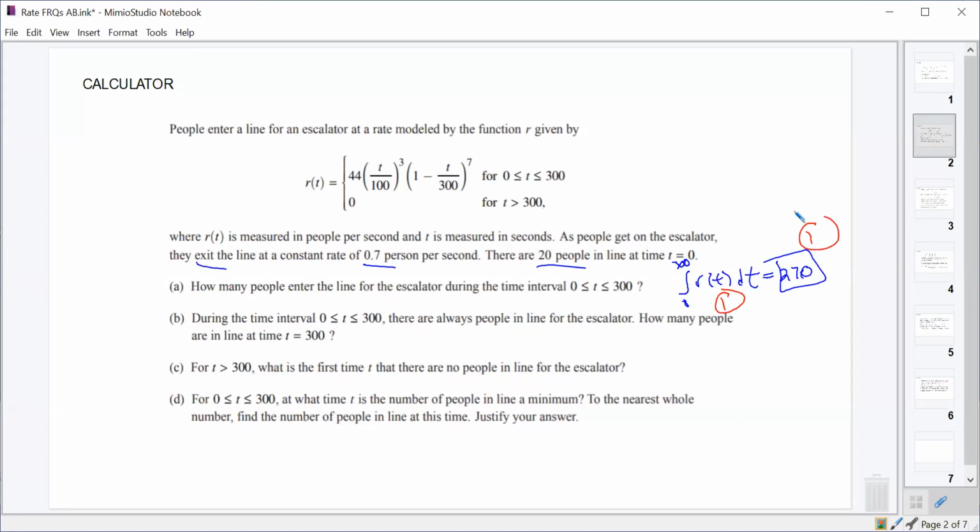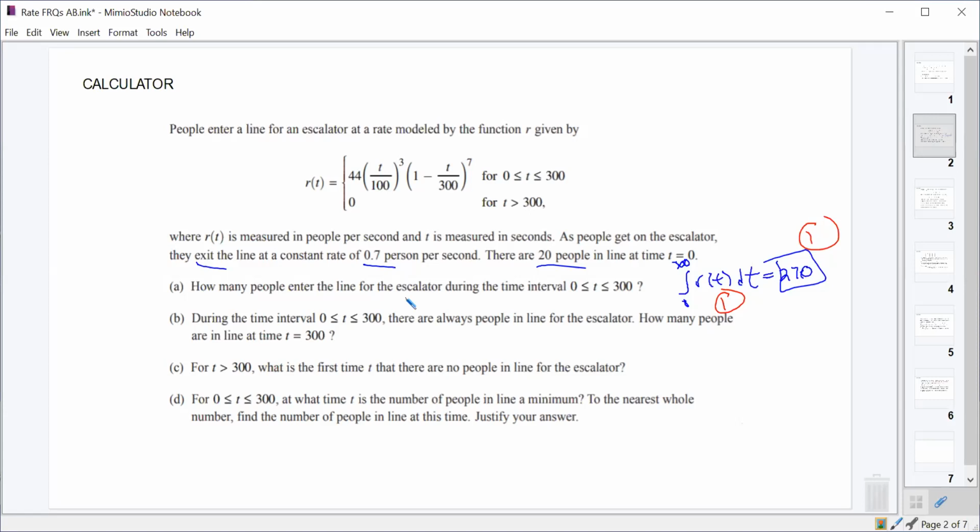Everybody good there with part A? Yep. Cool. All right, part B also I think was pretty straightforward. Part B says we got this time interval 0 to 300 still. There are always people in line. And now he wants to look up the same rate equation. We want to know how many people are in the line at t equals 300.